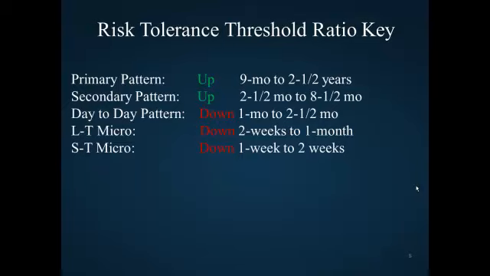So this is a market where we would be looking to sell rallies, taking sell signals following rallies, otherwise looking to take sell signals because our risk tolerance threshold ratio is bearish. It's telling us the collective pattern in the Aussie is down.